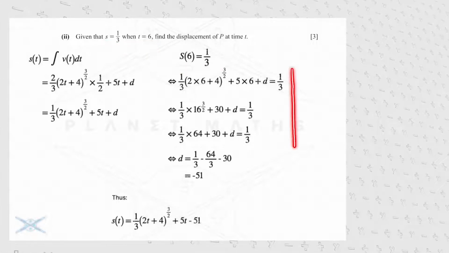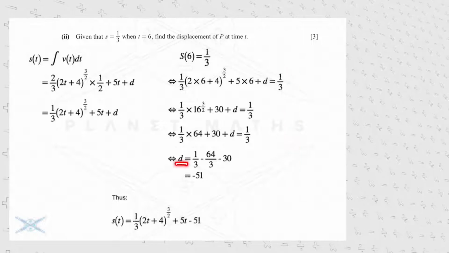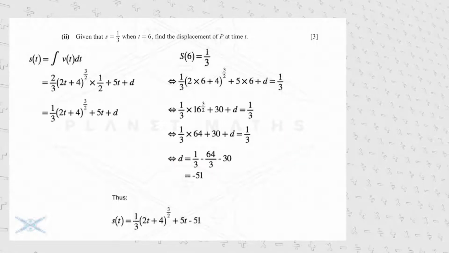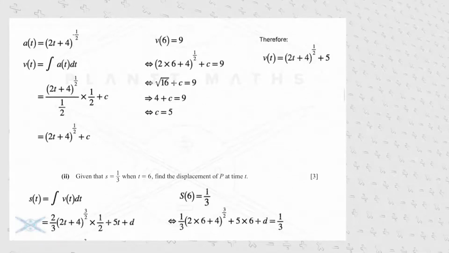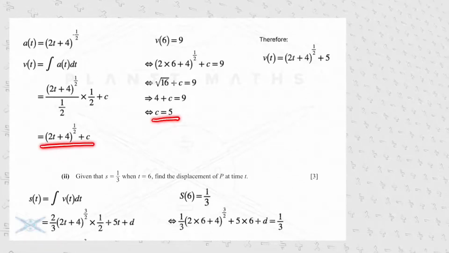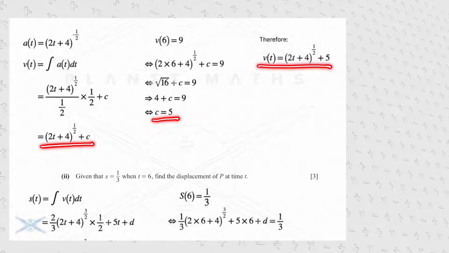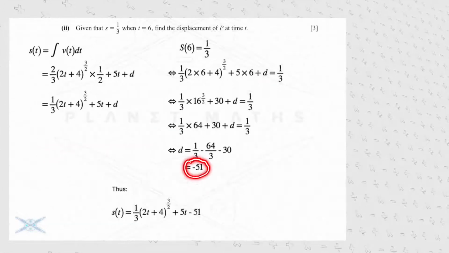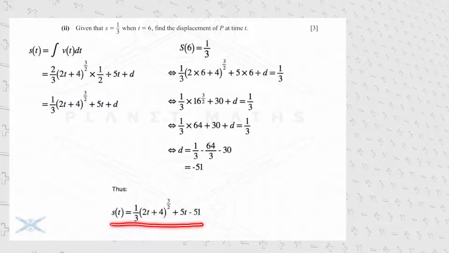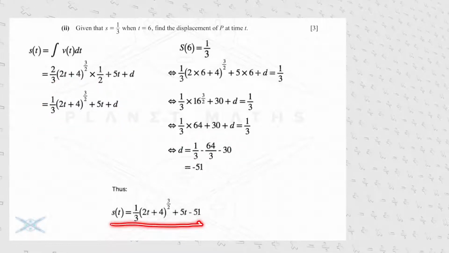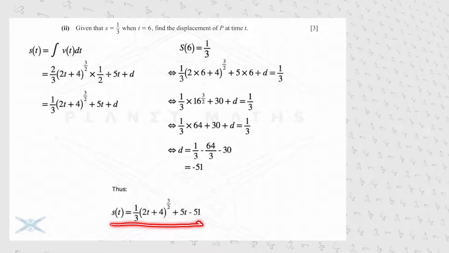So here we just exploit the fact that for t equals 6, the displacement is 1 over 3 meters. Rearranging this equation provides us with a value for d, and similarly to the previous part of the exercise where we had to find the value for c in order to determine the entire equation of the function for the velocity, we have to find d and again put both of those components together in order to find the function for the displacement in terms of time t.